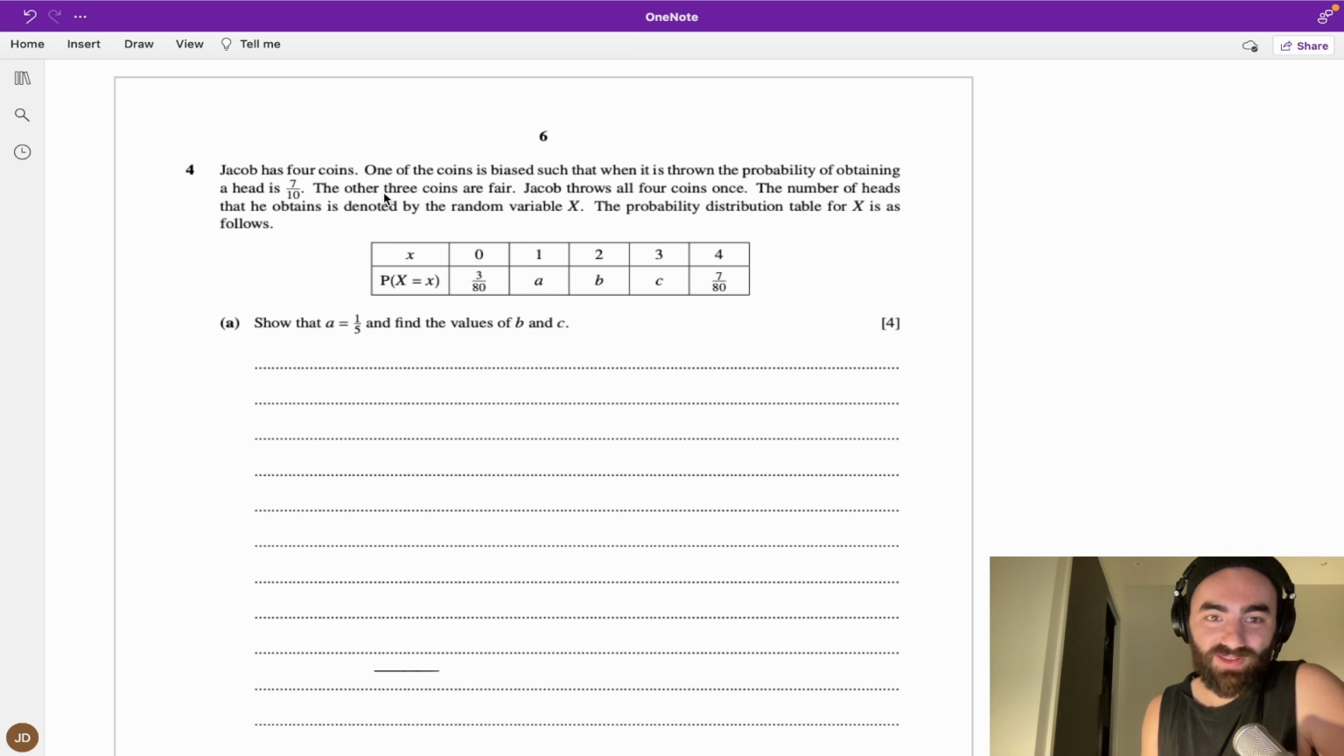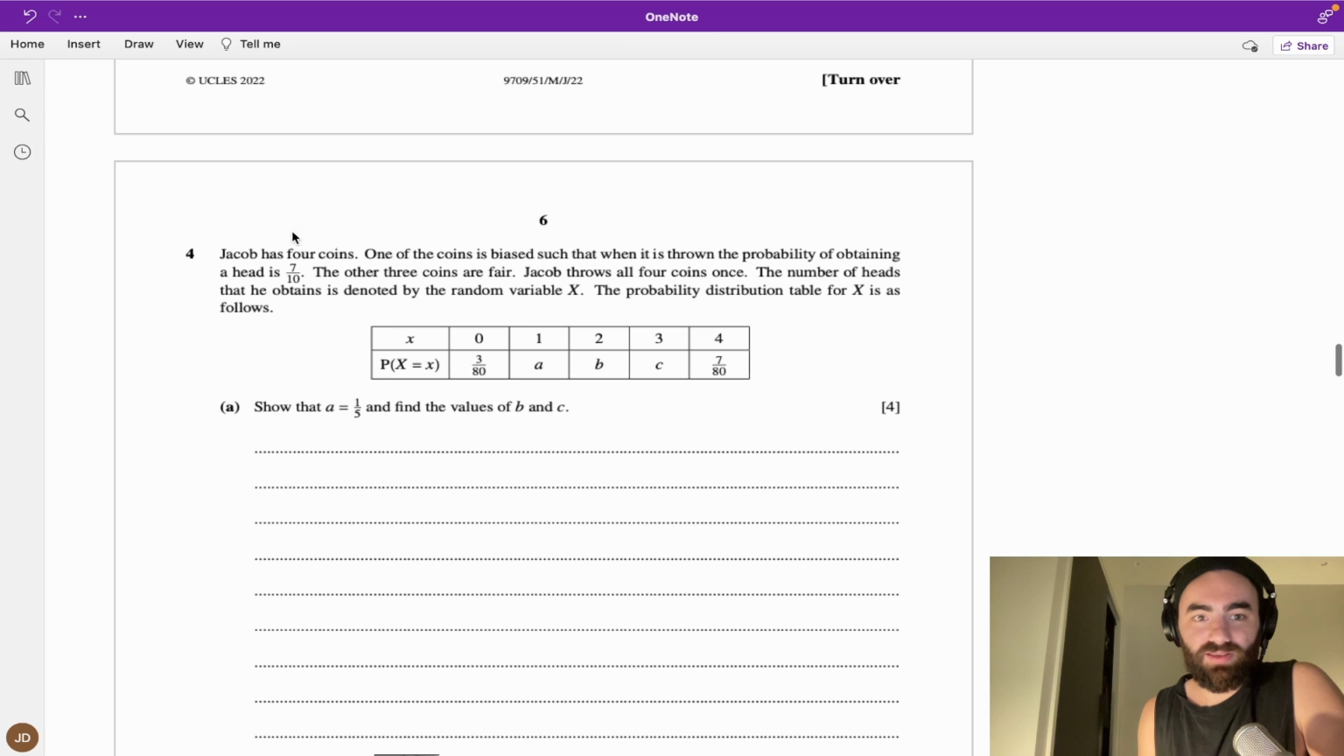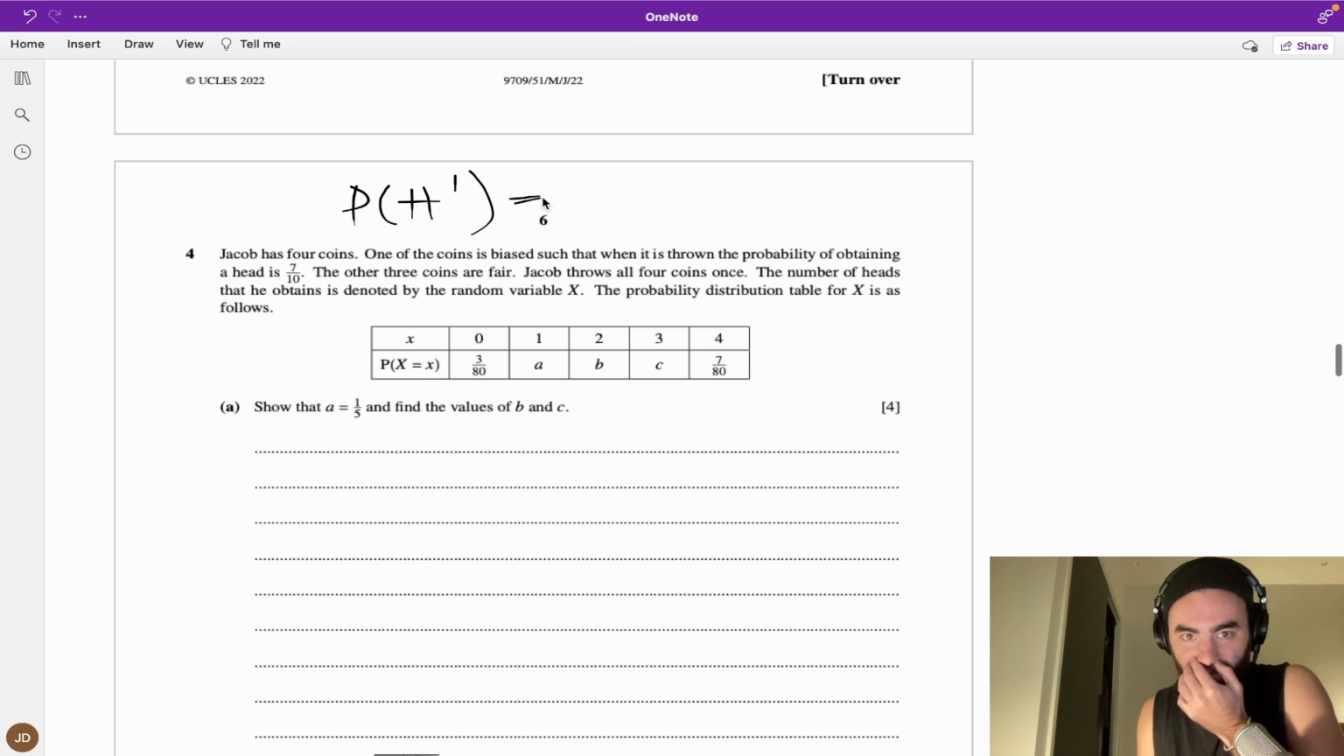Okay, Jacob has 4 coins. One of the coins is biased, such that when it's thrown, the probability of turning head is 7/10, and so obviously tails would be 3/10. The 3 other coins are fair. Jacob throws all 4 coins. The number of heads that he obtains is denoted by the random variable X, with the probability distribution in the table. Show that A is 1/5 and find the values of B and C.